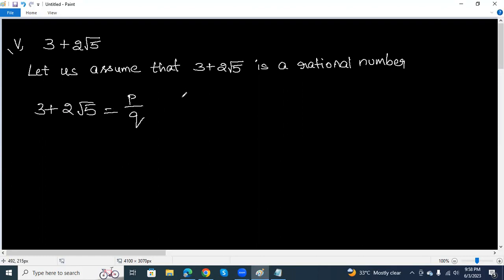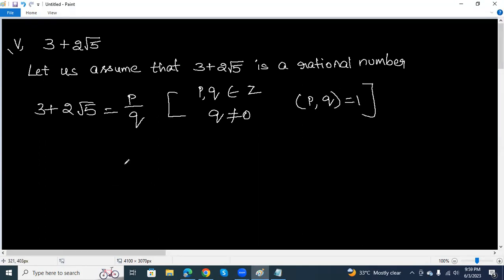Let's define what is this p by q. P and q belong to integers, and the denominator should not be equal to 0, and also p and q are co-primes. They have HCF as 1. Now we will isolate this irrational part and take the remaining part to the other side: p by q minus 3. Now what we have to do, we need to do the squaring on both sides, right?